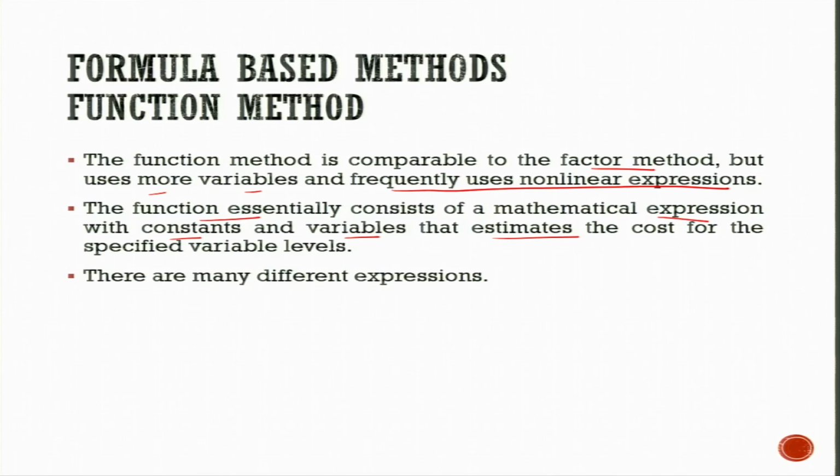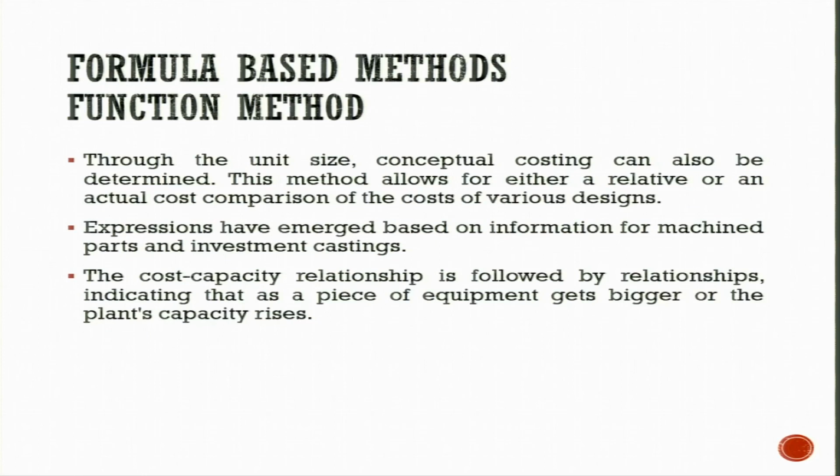So, the function method is almost equivalent to the data analysis method. In the data analysis technique, the processes include the alternative analysis as well, the ABC analysis. So, all these systems are taken into consideration. There are many different expressions which can be taken here. So, through the unit size, conceptual costing can also be determined. This method allows for either a relative or an actual cost comparison of the cost of various designs. Expressions have emerged based on information for machined parts and investment castings as well. So, these are the major applications of the function method. In additive manufacturing also similar applications are taken.